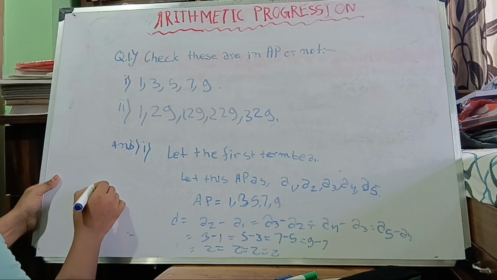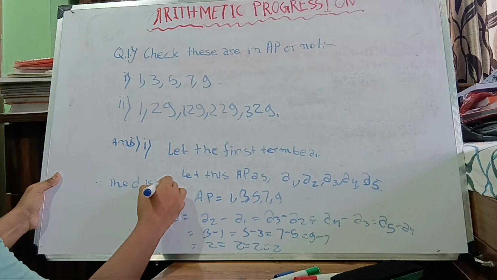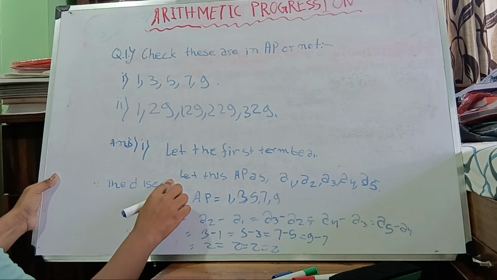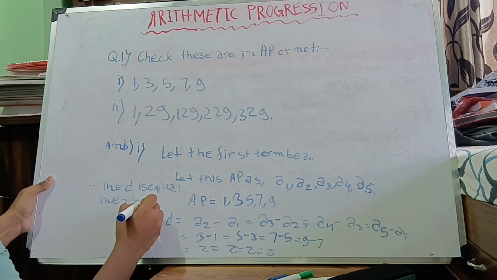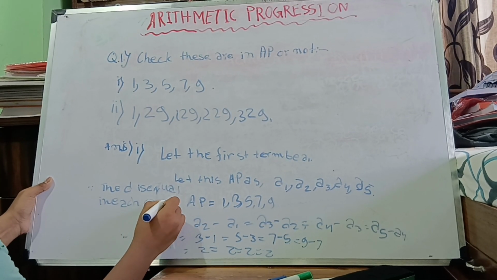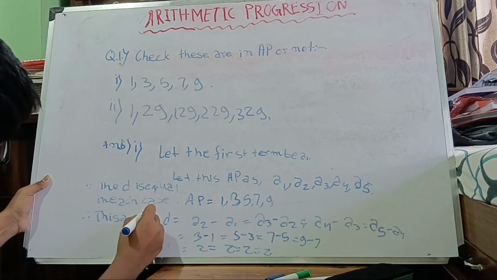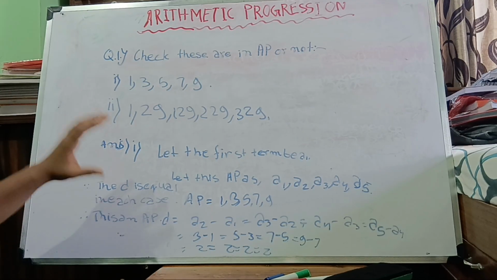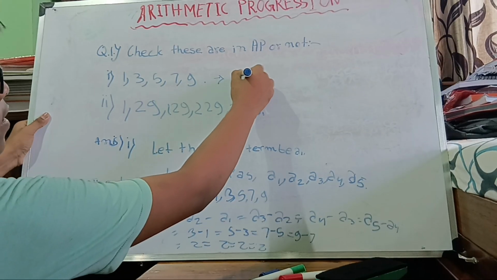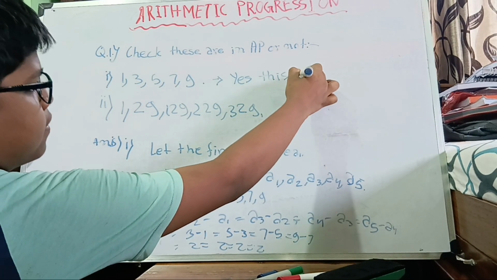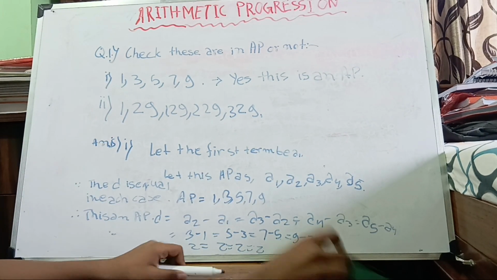So we can write: since d is equal in each case, therefore this is an AP. So for Roman 1, we can write yes, this is an AP. So let's start the next question.